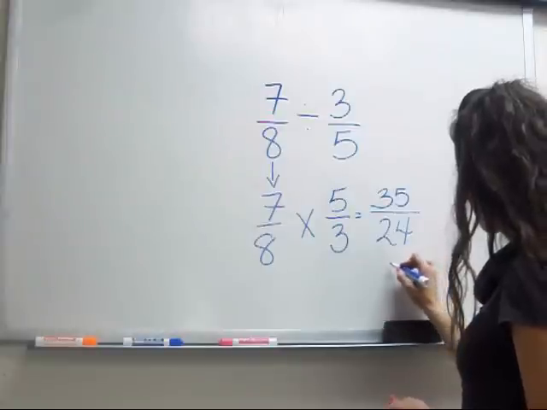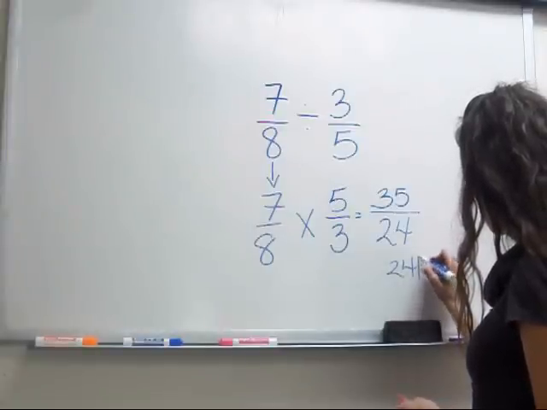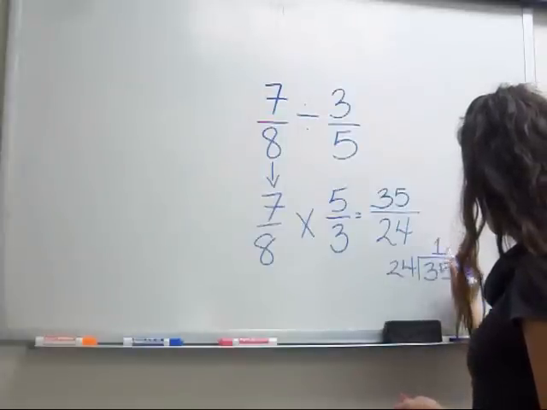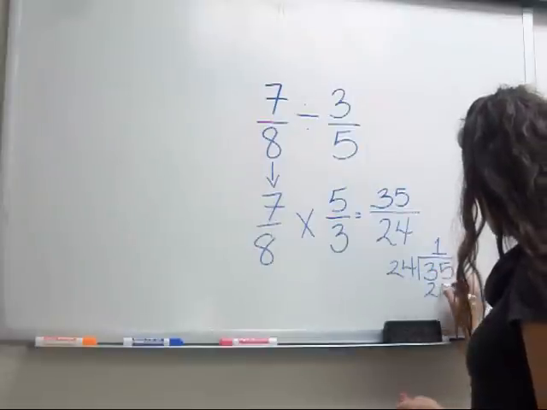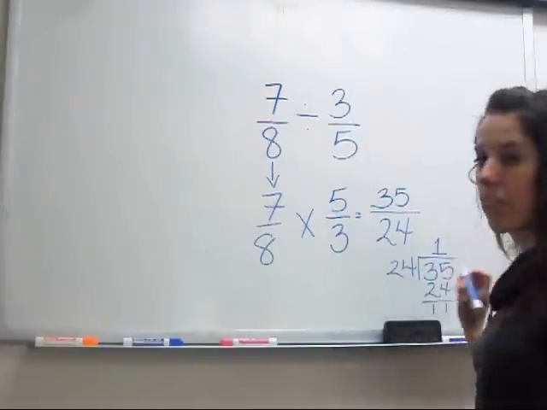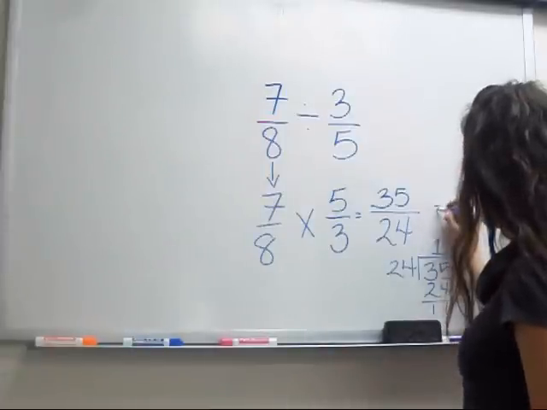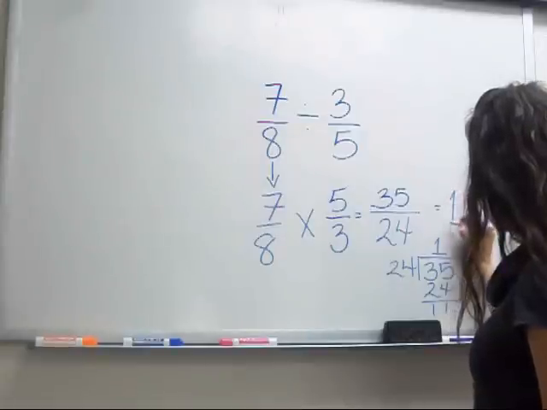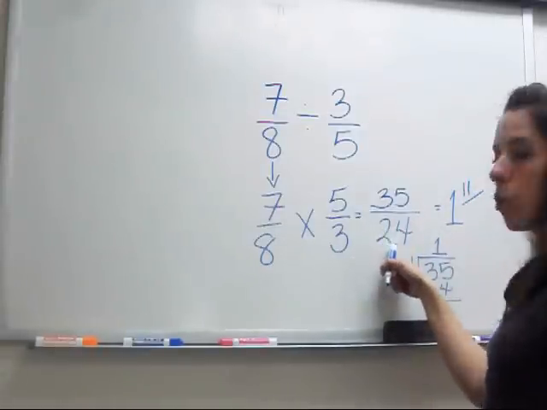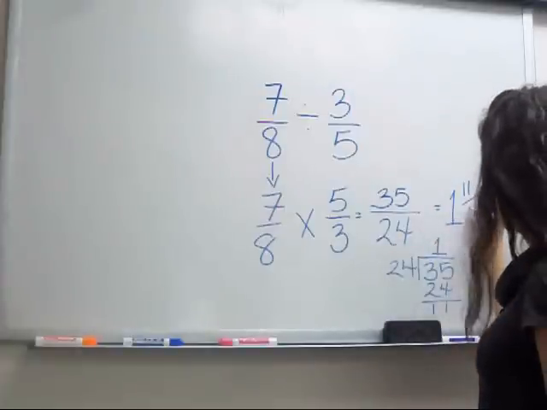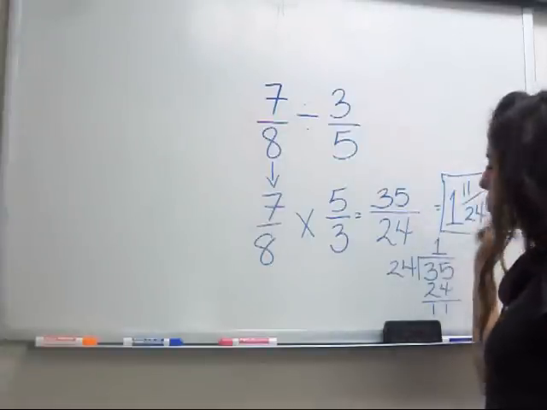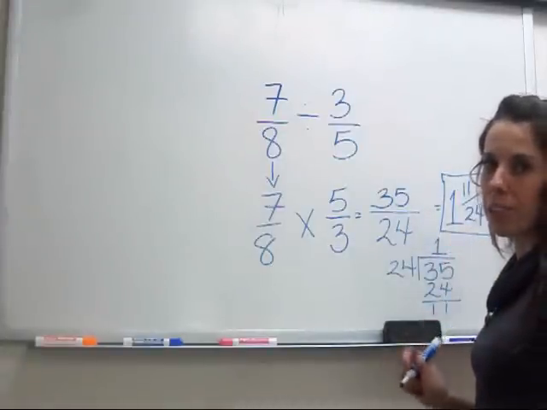24 goes into 35 one time. 1 times 24 is 24. 35 minus 24 leaves 11. So our new answer, our whole number is 1. Our remainder is 11, and we put it over the original denominator, which is 24. So our new answer in simplest form is 1 and 11/24.